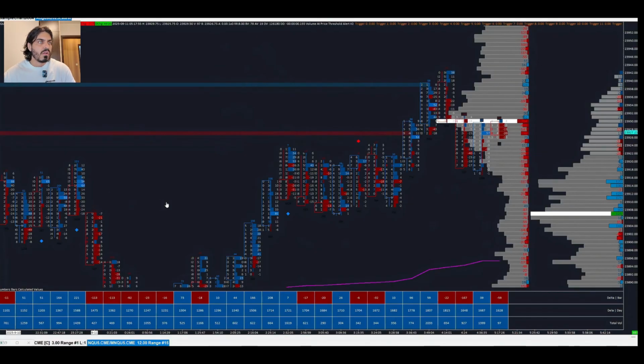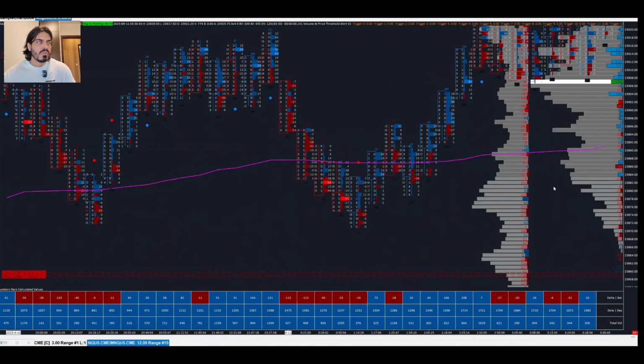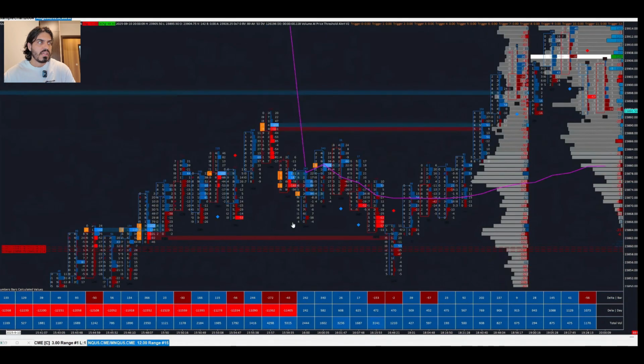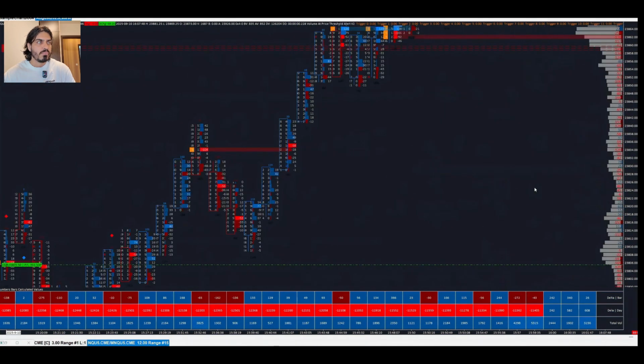So if I'm looking for the longs, right, I'm looking for the accumulation of all of the negative delta that keeps getting rebid, right?